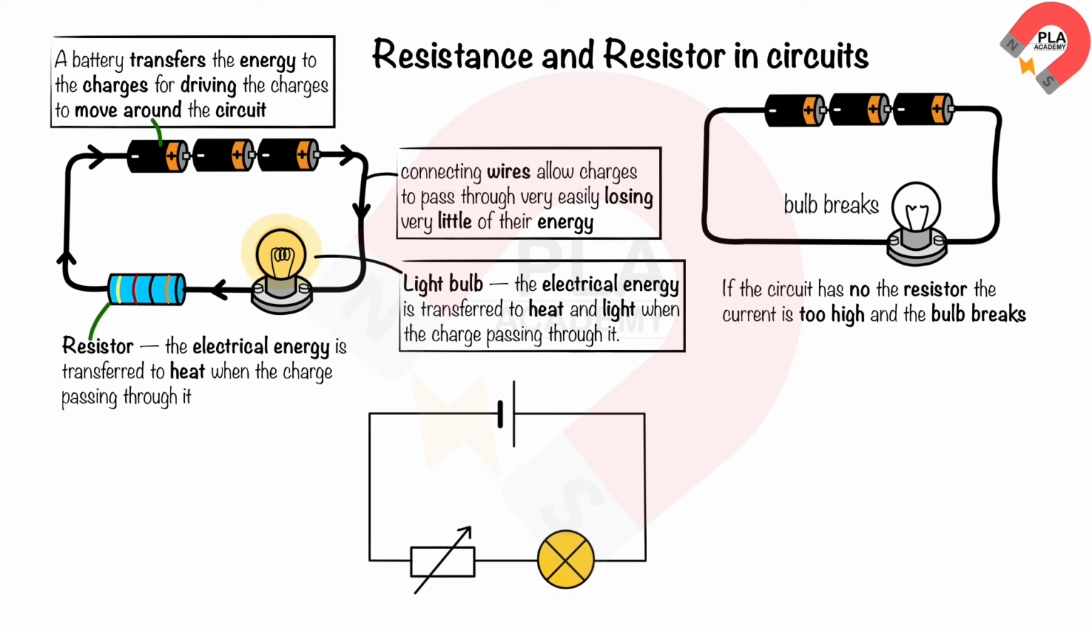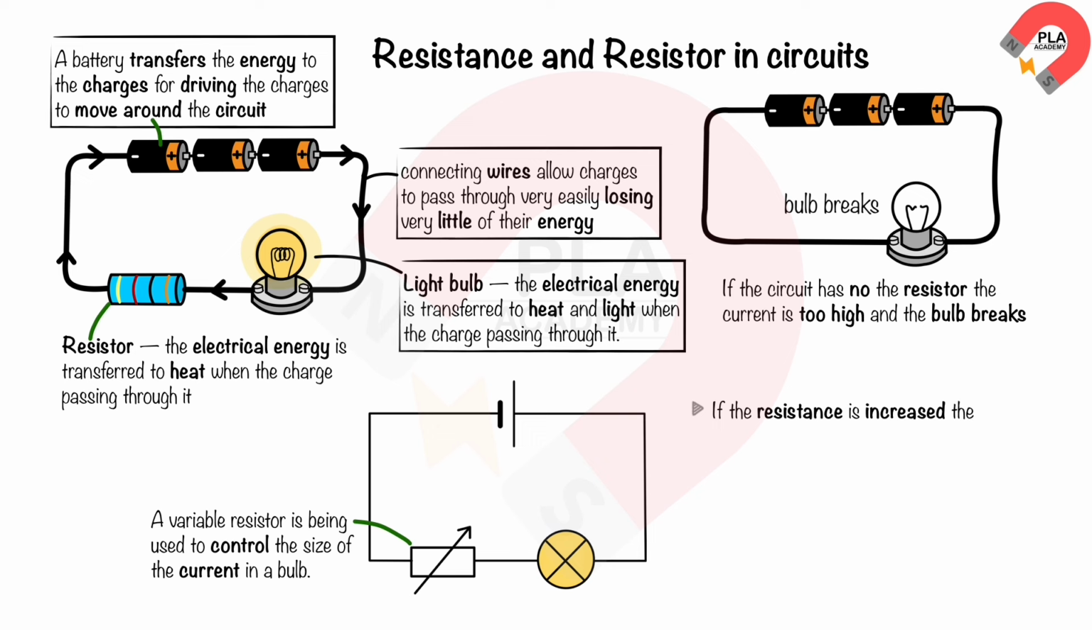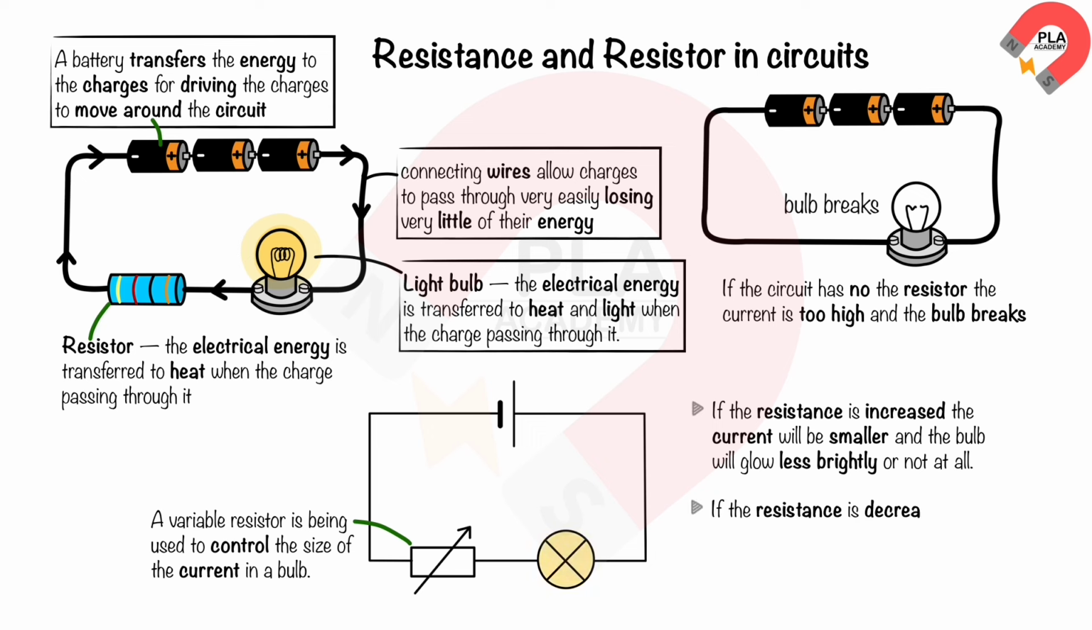Variable resistors are resistors whose resistance can be altered. In the circuit, a variable resistor is being used to control the size of the current in a bulb. If the resistance is increased, the current will be smaller and the bulb will glow less brightly or not at all. If the resistance is decreased, there will be a larger current and the bulb shines more brightly. The variable resistor is behaving in this circuit as a dimmer switch.